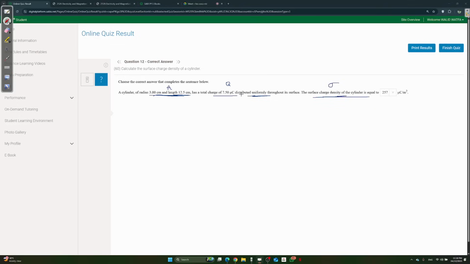How do you relate sigma, Q, and A? Isn't Q equal to sigma A? Right? So Q, 7.5 times 10 to the minus 6, equals sigma, which we're trying to find, times A, which is, it's a cylinder. What's the surface area of a cylinder? 2 pi r h plus 2 pi r squared. So it's going to be 2 pi 0.03 times 0.125, because it's 2 pi r h plus 2 pi r squared, so 0.03 squared.